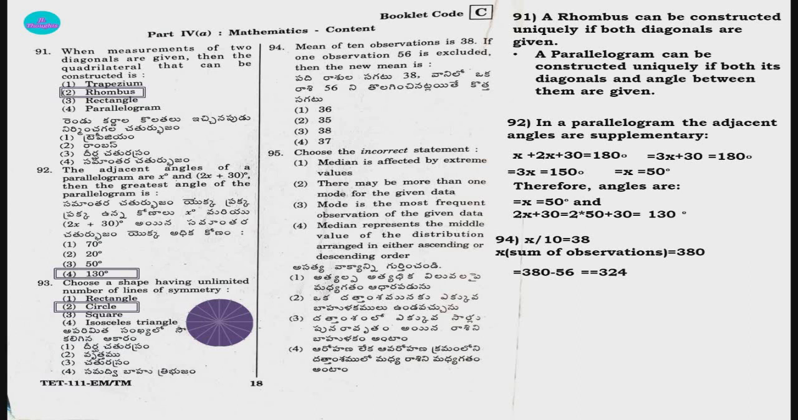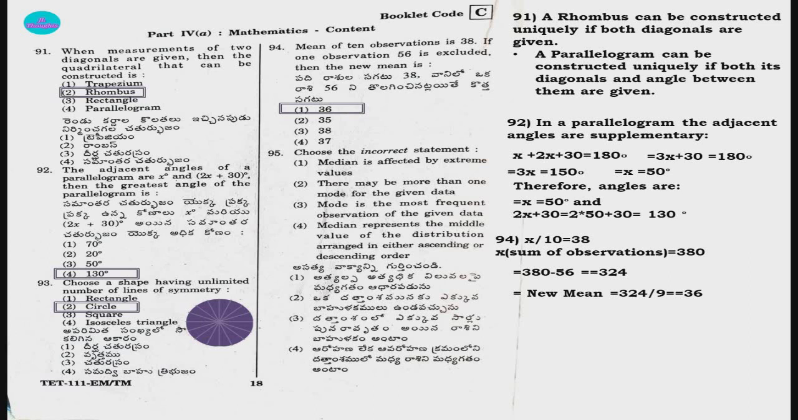Now what they are saying is, from that, one number 56 is excluded. So from the sum of the observations 380, if we remove that 56, then we'll get 324. Now the total number of observations is 9. So the new mean will be 324 divided by 9, that is 36. Option 1, 36.